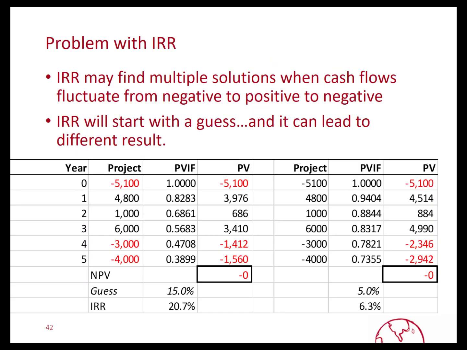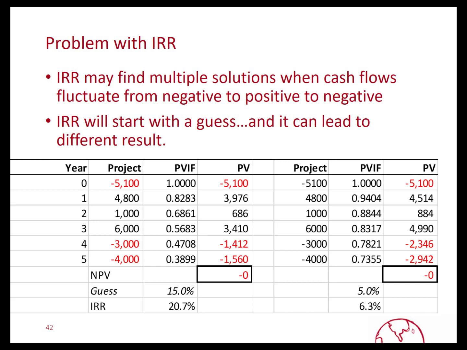Another problem with IRR, actually, is that it relies on iteration or guesses. And although it may not be obvious to you when using an Excel function, Excel actually starts with a guess. And where it starts can lead it to find one of multiple points of equilibrium, or one of multiple IRRs. So in this problem here, you can see a project which has a negative cash flow in year 0, positive cash flows in years 1 through 3, and then negative cash flows again in years 4 and 5. Okay, that's an unusual project.